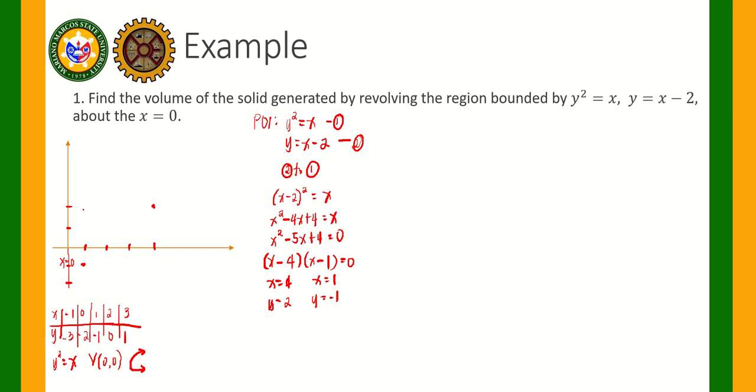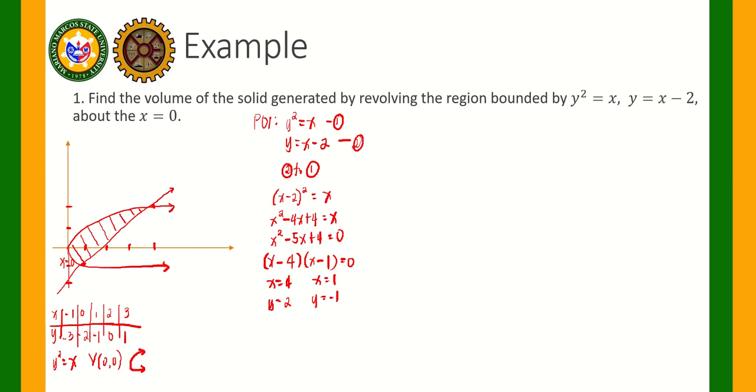graphs. Okay? So, yung isa is linear siya. So, it would look like this. Okay? So, hindi siya accurate ha. And our y squared is equal to x is a parabola that opens to the right. And ito yung point of intersection nila. Okay? So, ito na ngayon yung area bounded by these curves.